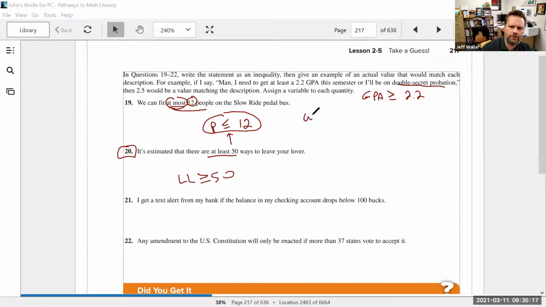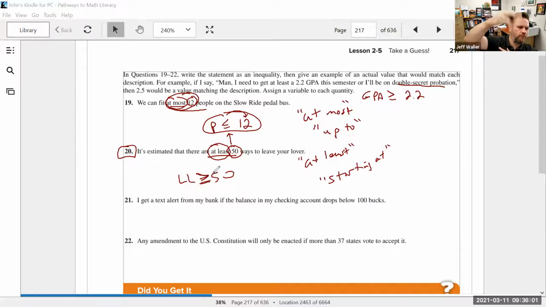So the way I look at it is, if I can have at most so many people on an elevator, I don't want more than that, right? So at most means up to. So at most 12 means up to 12, so less than or equal to. Does that make sense? And at least means starting at. So at least 50 means starting at 50, so greater than or equal to 50: 50, 51, 52, 53. Does that make any sense? People have trouble with these at most, at least.